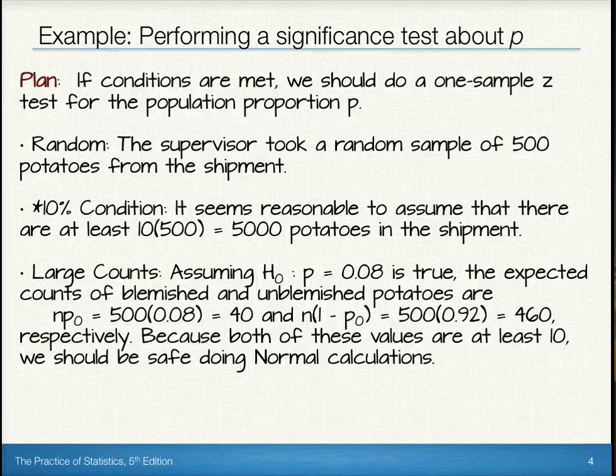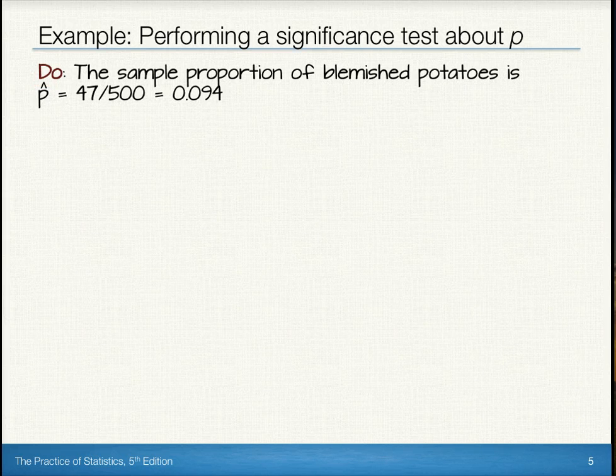Finally, we need to check our large counts. Now, assuming that the null hypothesis is true, the expected counts of blemished and unblemished potatoes would be 40 and 460 respectively. We find that by multiplying our sample size times the null p, the 0.08, and then our sample size times 1 minus that value. Now because both of these values are at least 10, we should be safe doing normal calculations. So it looks like our conditions are met and we're safe doing a one-sample z-test.